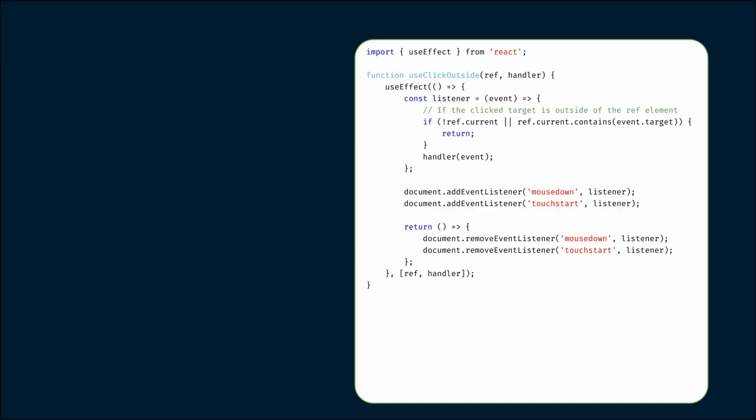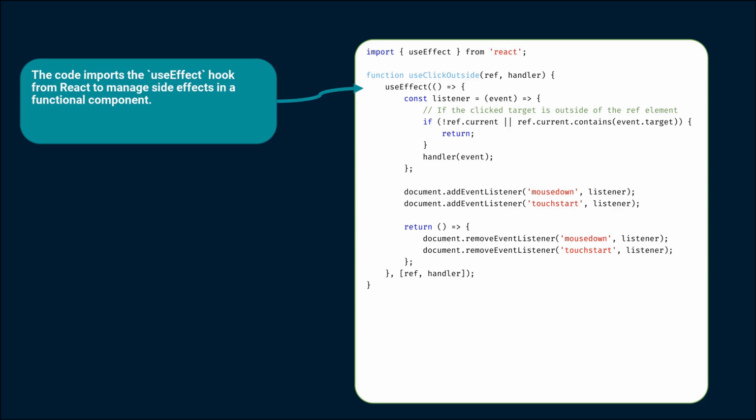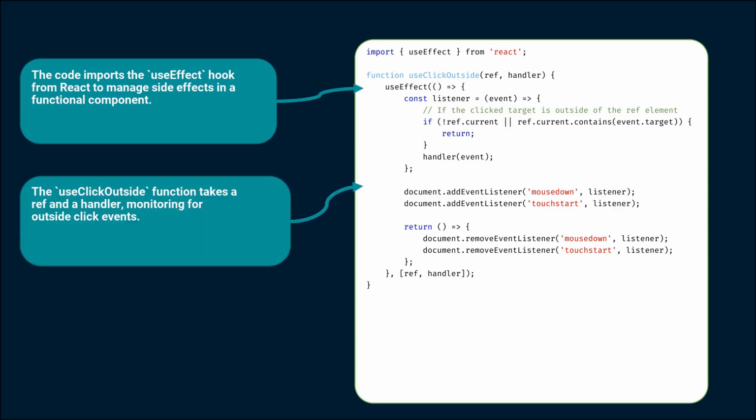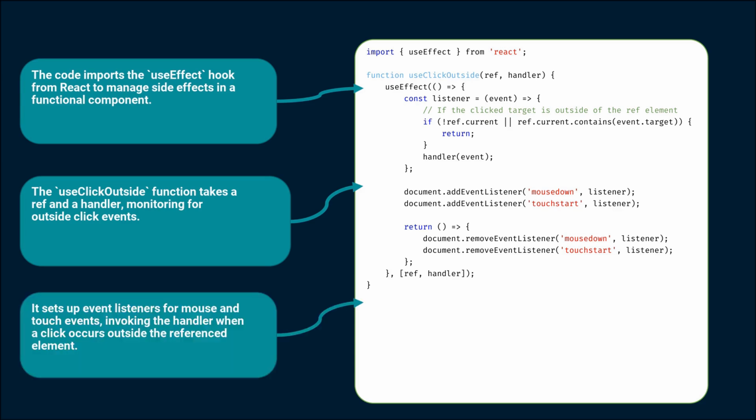Now let's take a look at our custom hook, useClickOutside. This hook allows us to manage click events efficiently by detecting if a click occurs outside of a specified element. It takes two parameters, ref, which is a reference to the element we want to monitor, and handler, a function that gets called when a click is detected outside of that element.